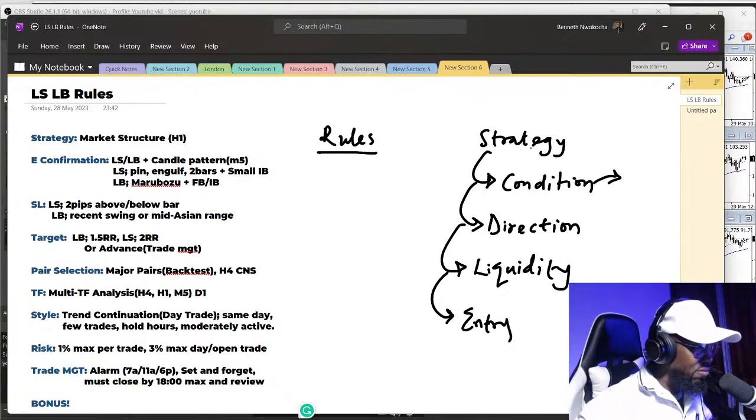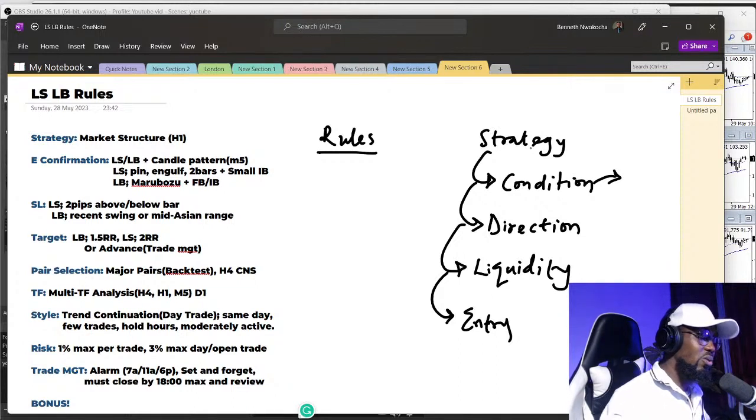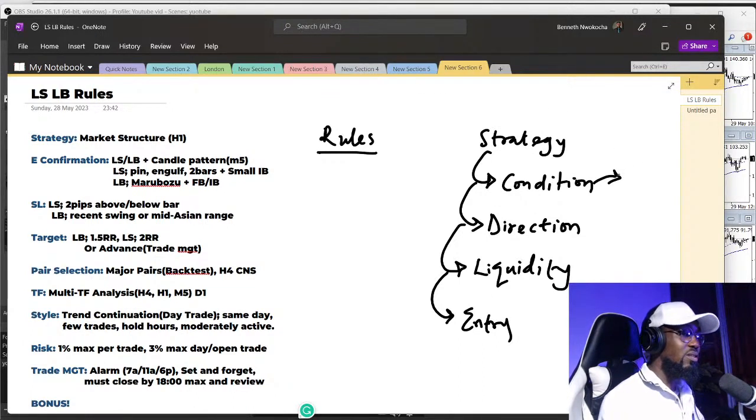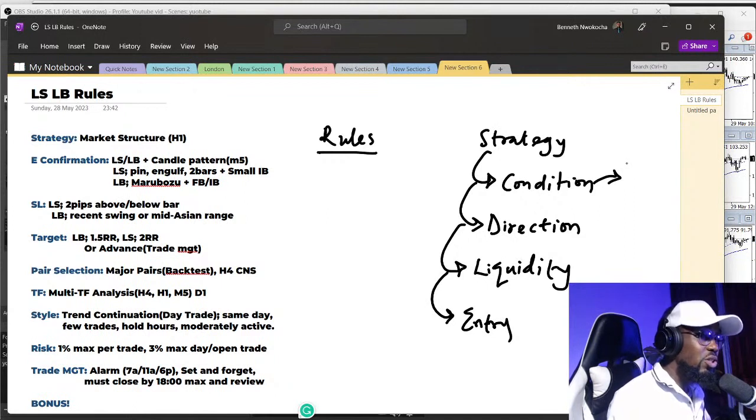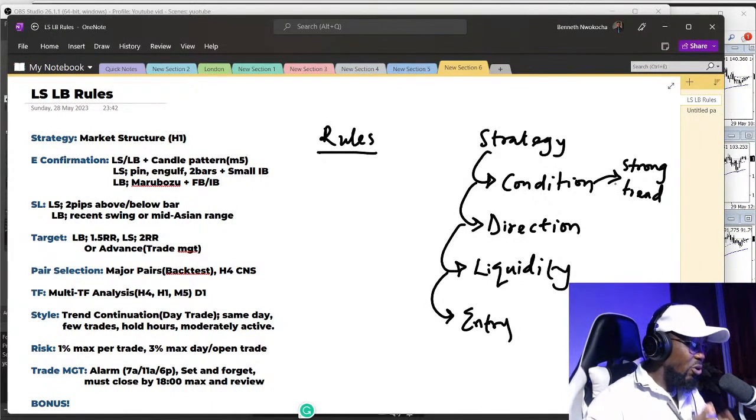So when the market is flat, accumulating or distributing, you don't want to be there. Your strategy is supposed to take you away from such markets. So you're looking for a condition that says a strong trend or a healthy trend that is less likely to reverse. We're saying let the market be either in a markup or a markdown, going up or coming down. So that is the condition.